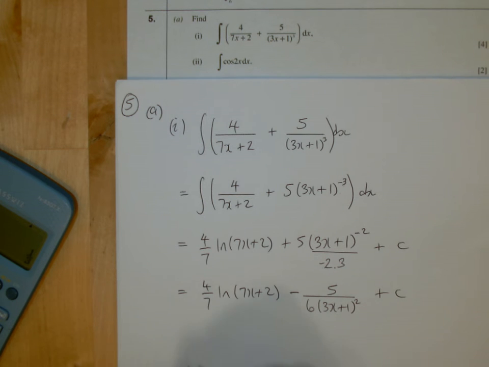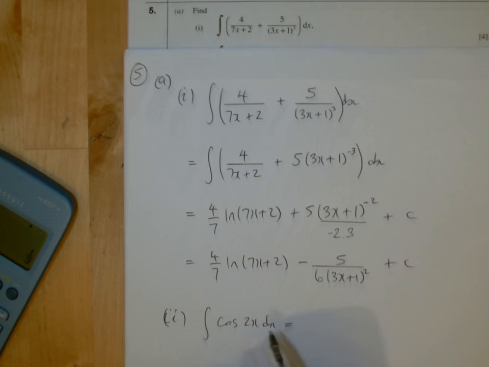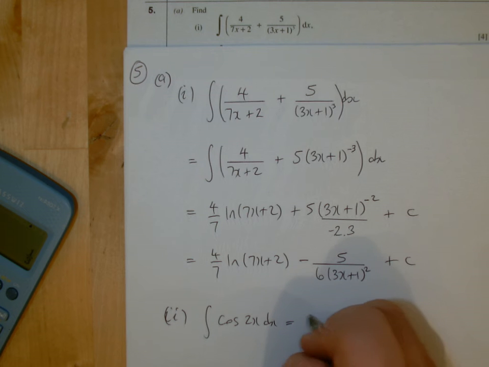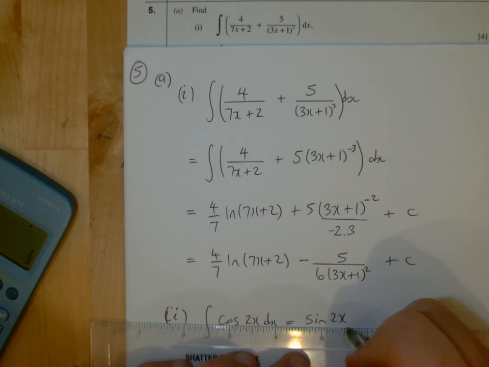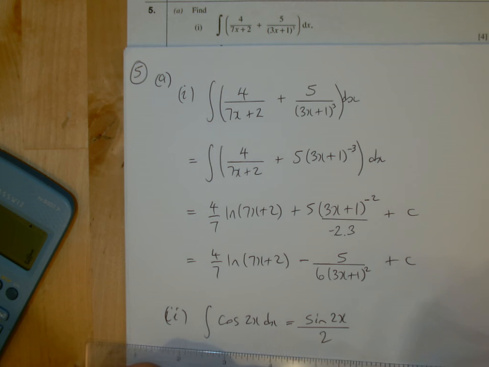plus then my constant. Okay, so part 2 then, we're going to integrate cos 2x dx. So remember, cos, when you integrate, it just becomes sine. So this is going to be sine 2x. But then you've got to divide by the derivative in there, which is just 2, plus then your c.